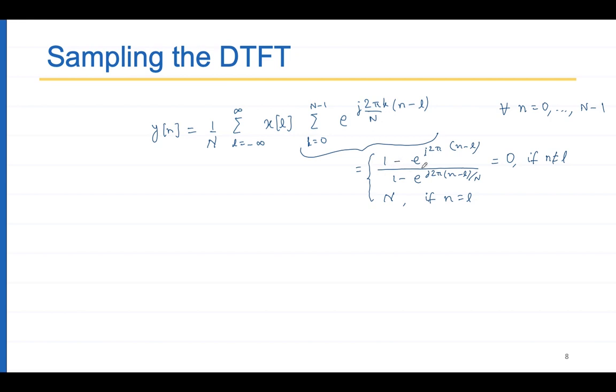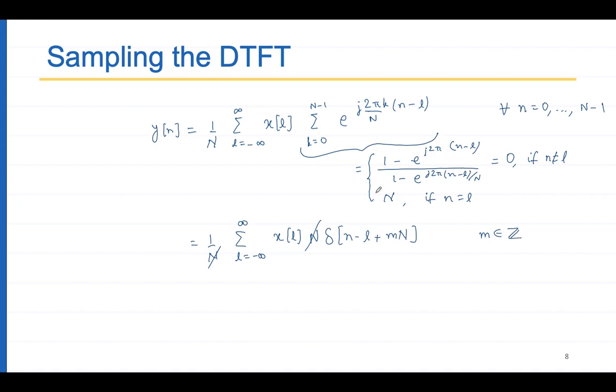The sum is given by this thing, and if n is not equal to L, then e to the power j 2 pi times some integer is equal to e to the power j 0, so it is 1 again, so this is 0. So if n is not equal to L, this whole sum is given by 0. But if n is equal to small l, then this term becomes 0, so e to the power 0 is 1, summed over k going from 0 to capital N minus 1. So sum of n times 1, so just capital N, right?